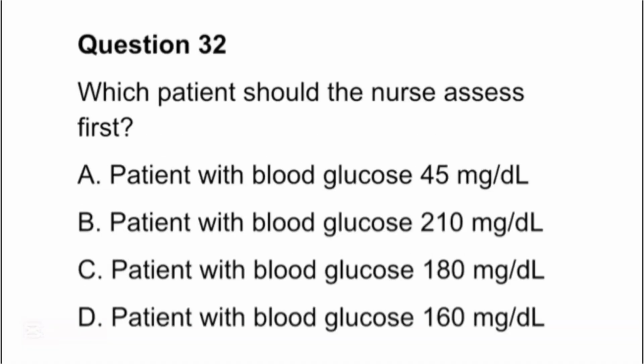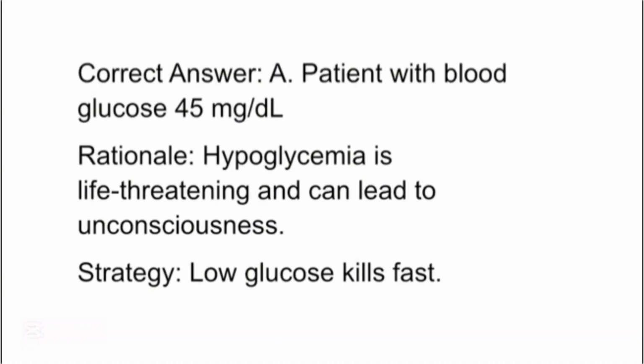Question 32. Which patient should the nurse assess first? A. Patient with blood glucose 45 mg per deciliter. B. Patient with blood glucose 210 mg per deciliter. C. Patient with blood glucose 180 mg per deciliter. D. Patient with blood glucose 160 mg per deciliter. Correct answer: A. Patient with blood glucose 45 mg per deciliter. Rationale: hypoglycemia is life-threatening and can lead to unconsciousness. Strategy: low glucose kills fast.